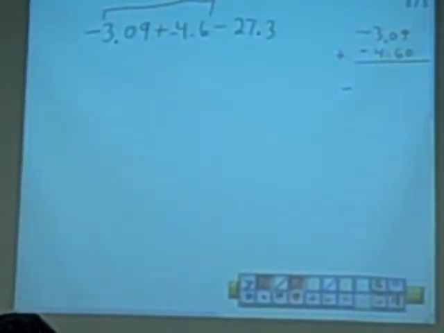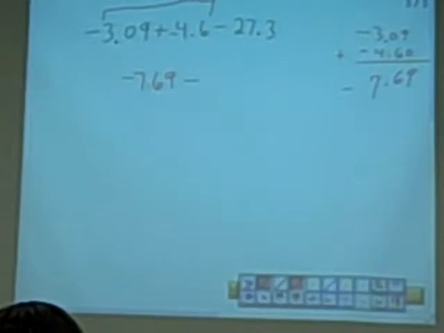Okay, so we're adding, so that'll be 9 plus 0 is 9. 0 plus 6 is 6. 3 plus 4 is 7. So that's a negative 7.69 minus 27.3. Again, we're going to apply the property of subtraction, so we're going to make the minus sign a plus, right?